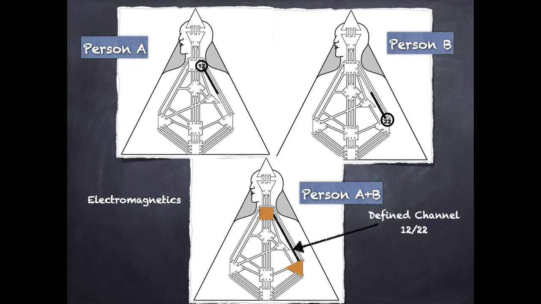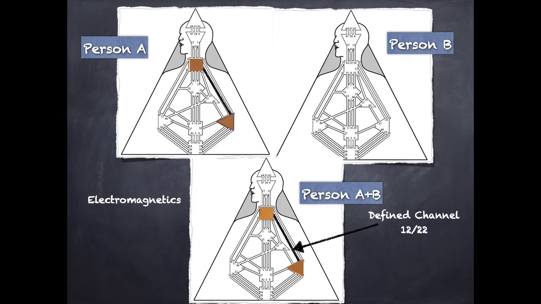If we're talking about electromagnetics, we can imagine that two people have what's called hanging gates, or gates that don't make a complete channel. In this image, we see that somebody has a gate 12 and the other person has a gate 22. So they both have half of the channel 12-22. When the two come together, the energy is connected, or it forms a channel, and that means that they have the channel between them, 12-22, which brings the solar plexus to the throat and also takes a motor to the throat.